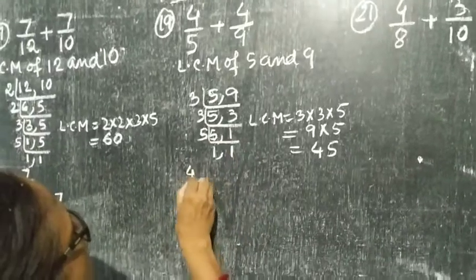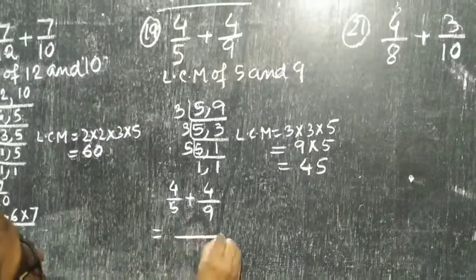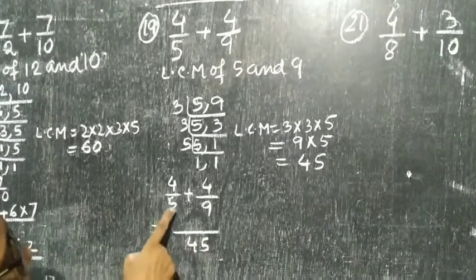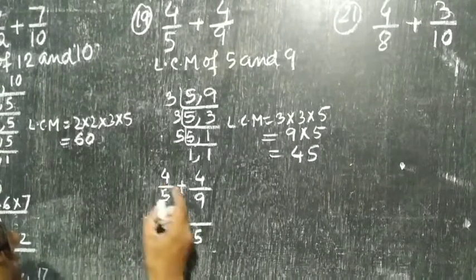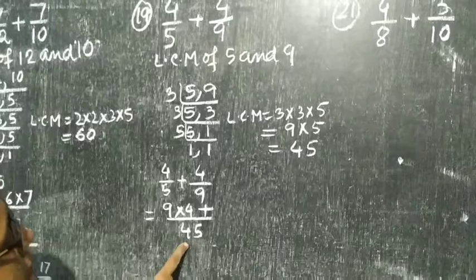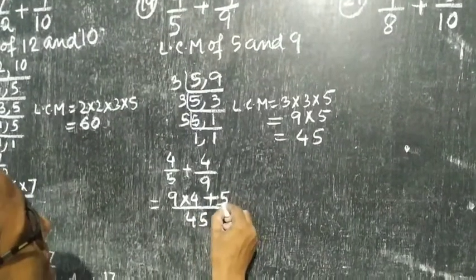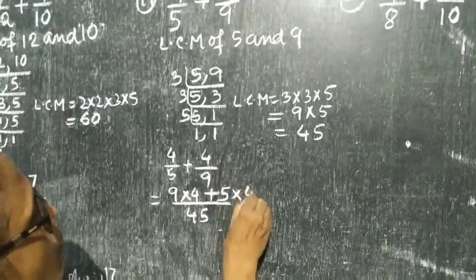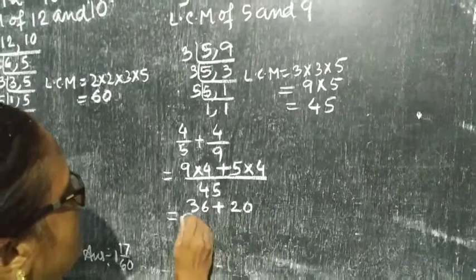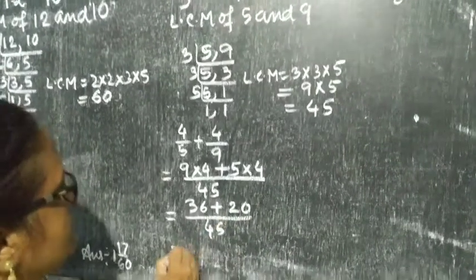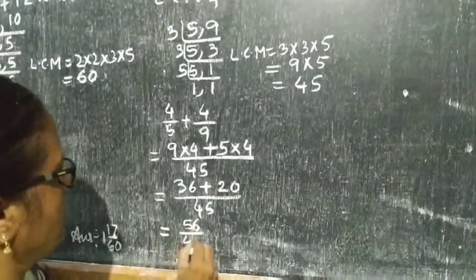Now children, you write the sum 4 by 5 plus 4 by 9. So what is the LCM of 5 and 9? 45. So you divide 45 by 5. So 45 by 5 means 9, into the numerator, that is 4, plus again you divide 45 by 9. So you get 5. 45 divided by 9, you get 5, into the numerator, that is 4. So it will be 9 4s are 36 and 5 4s are 20 by 45. So 36 plus 20. So 6 plus 0, 6. 3 plus 2, 5. 56 by 45.